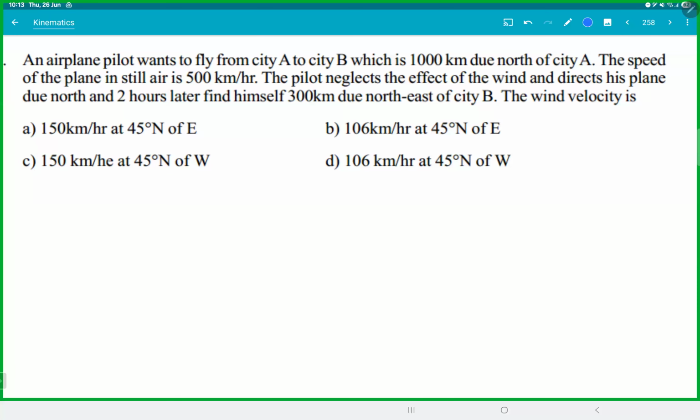But anyways, now let's get back to this question. If you have a plane and the pilot ignores the wind and just tries to fly the plane straight, the wind is going to drag you off. That's what happened in this question. Try to draw a picture. We have two cities A and B, which are 1,000 kilometers apart, due north. The pilot neglects the effect of the wind and goes, and he finds he's 300 kilometers north of east. Draw the picture, you'll understand. If you can draw the picture, you'll know how to do it. I'll give you a minute.